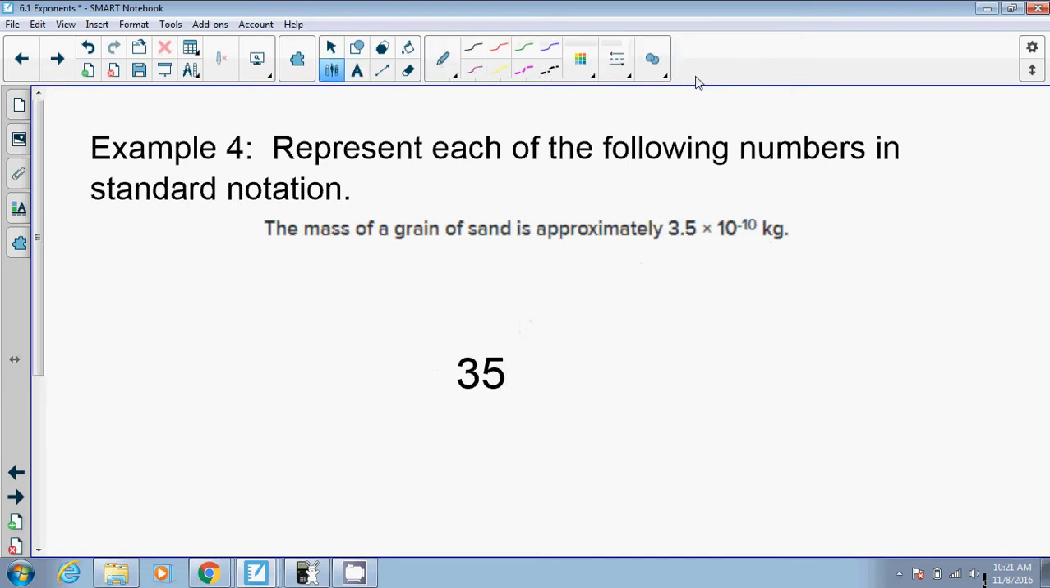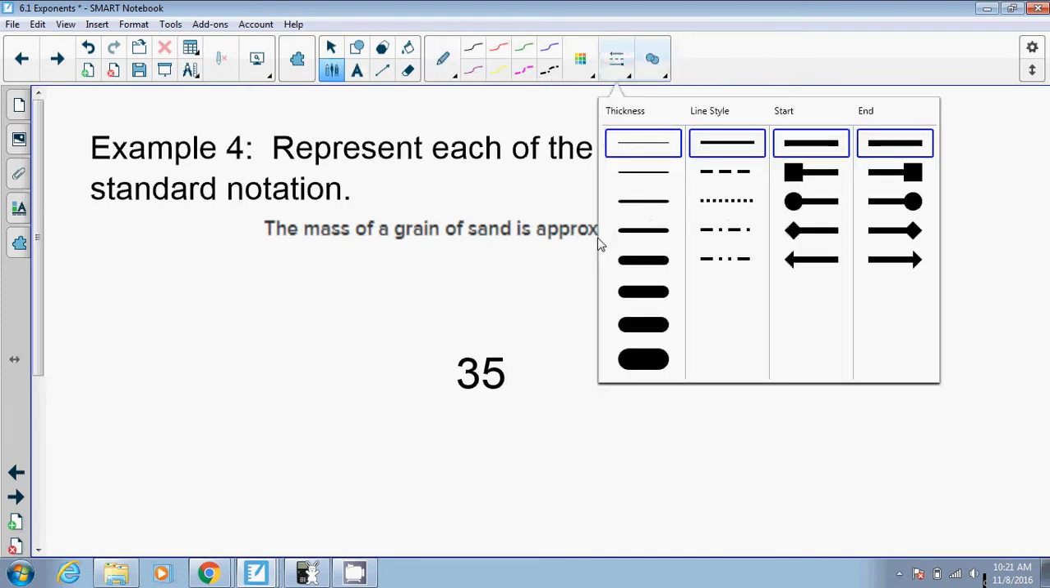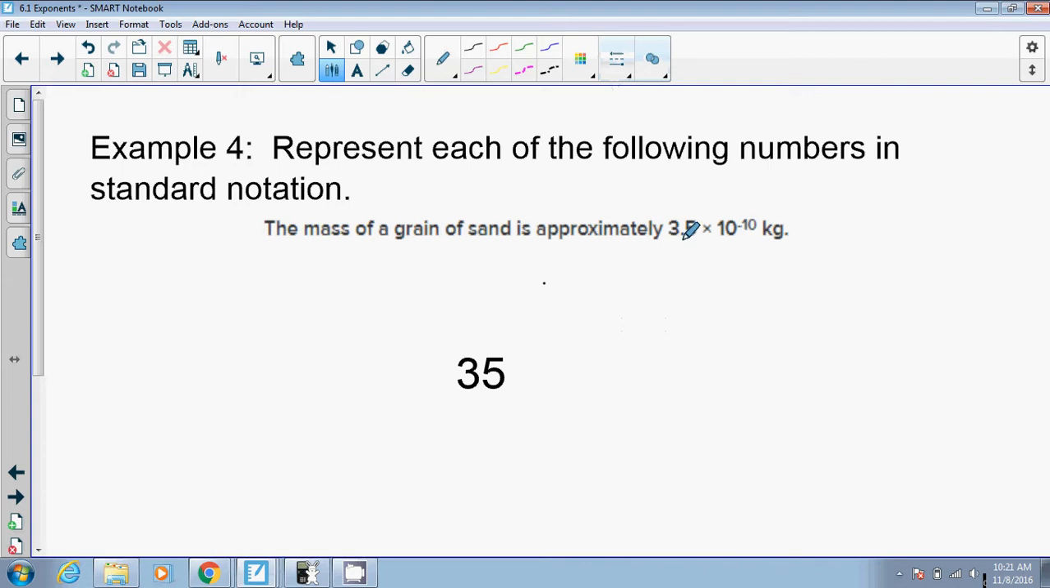So just like we did in the last example, I'm going to take my decimal between the 3 and the 5 and move it to the left 10 times. We're moving it to the left because the exponent is negative, which means we have a small decimal. So just count it out. There's 1, 2, 3, 4, 5, 6, 7, 8, 9, 10.